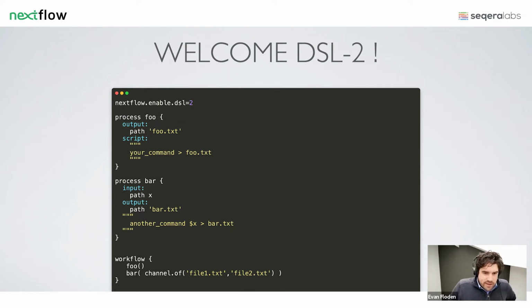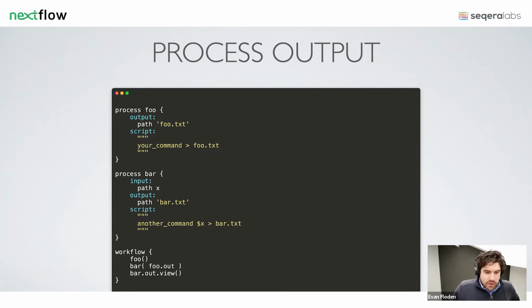There are some other things that we can do. We can reference the output of these processes here. So if, for example, we have process bar here, and the output of bar is still a channel. Then we can say, okay, if I want to view bar, I can just say bar.out, which is in this case the single channel out, and view that as well.